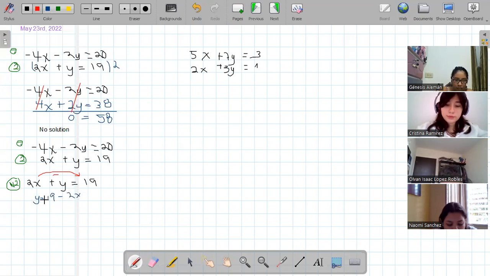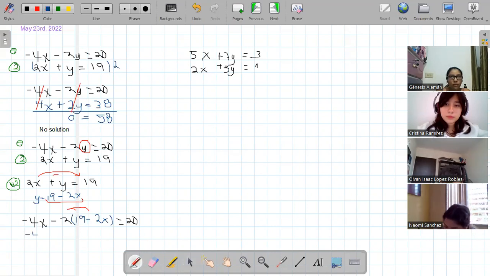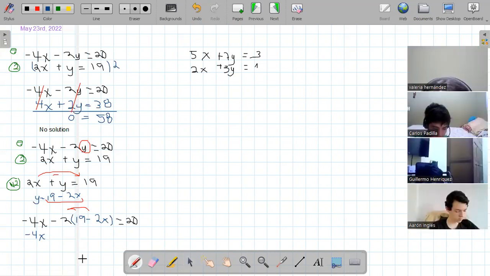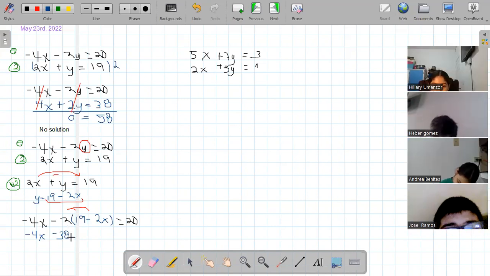Now this that I have over here is what I need to substitute on the y of the equation that I haven't used, in this case equation one. So I'm going to have negative 4x minus 2, and instead of y, I'm using the 19 minus 2x, equals 20. See, I just substituted the value of y inside of the first equation. And this requires us to do the distributive property. So we're going to have negative 4x. How much is negative 2 times 19? Negative 38. How much is negative 2 times negative 2x? Positive 4x, equals 20.